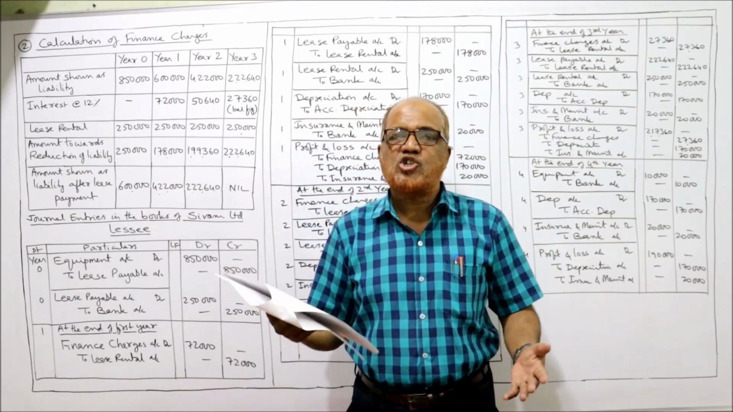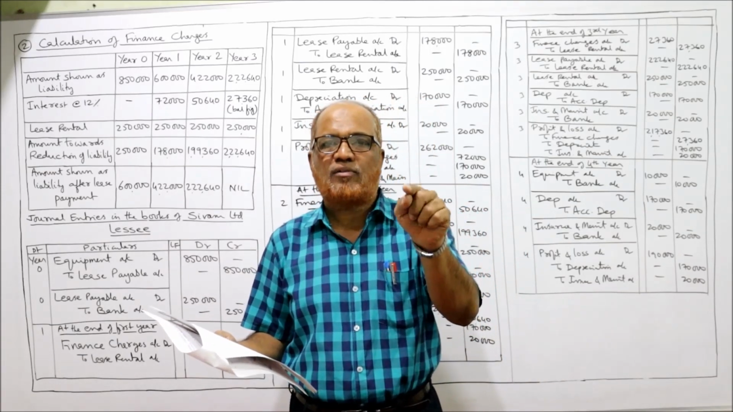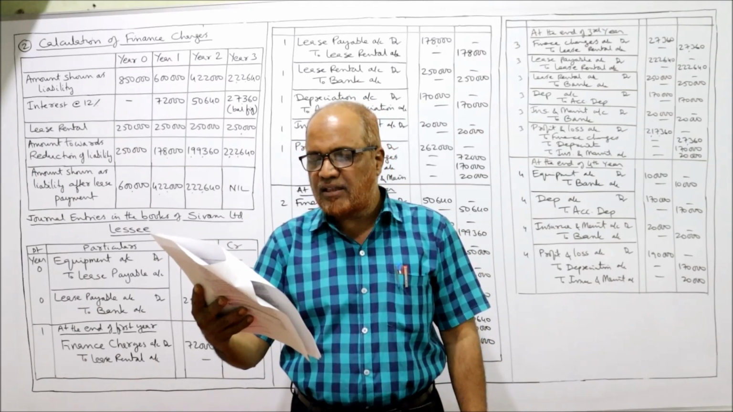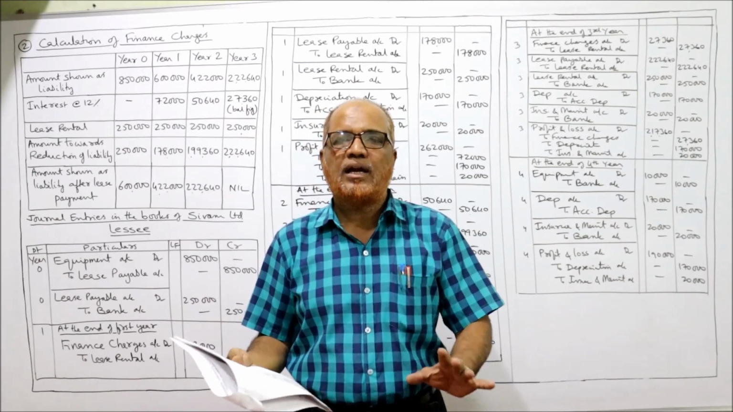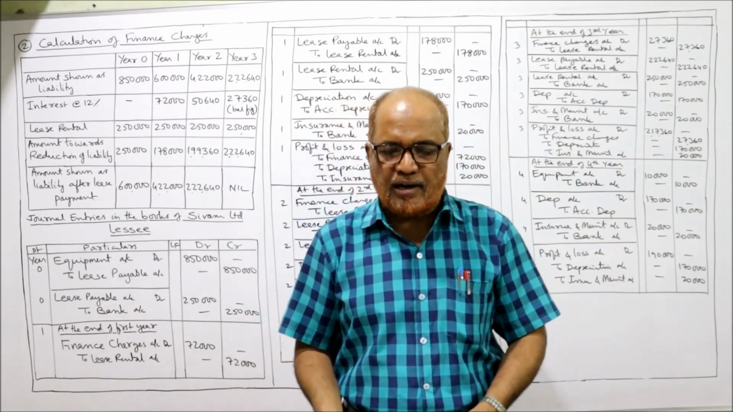So it's a financial lease. So we assume that this insurance and maintenance expenditure will be paid by the lessee. Then pass journal entry in the books of the lessee. Only in the books of lessee, Shivam Limited, we have to pass the journal entries.